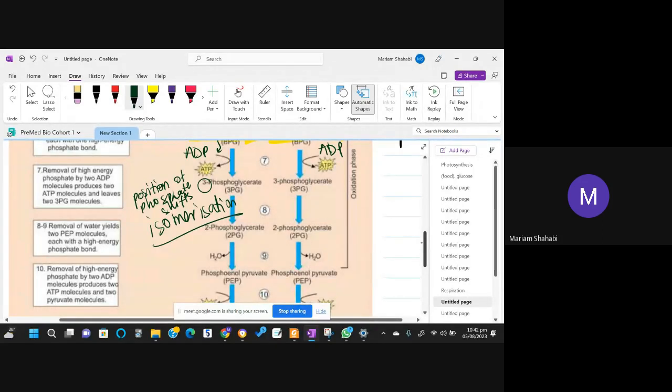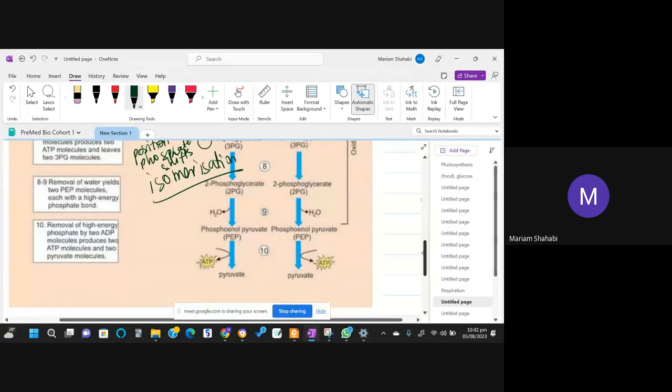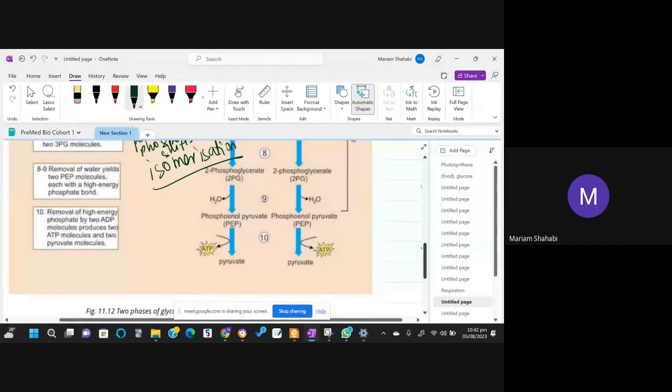So 3-phosphoglycerate will be converted to 2-phosphoglycerate. They're both isomers. And then from 2-phosphoglycerate, one water molecule will be removed and you'll get something called phosphoenolpyruvate. And then finally, the phosphate of phosphoenolpyruvate will be removed and you will get ATP in this way. So ATP is being made here too, and it was made there too.